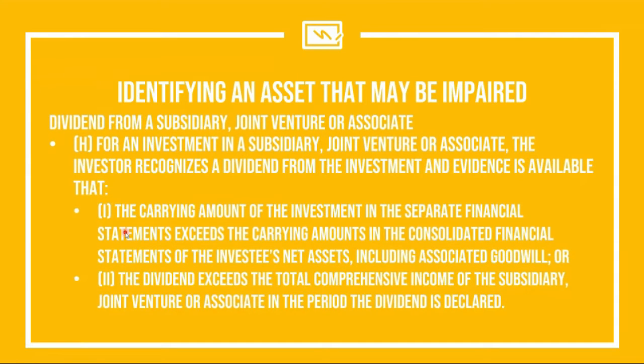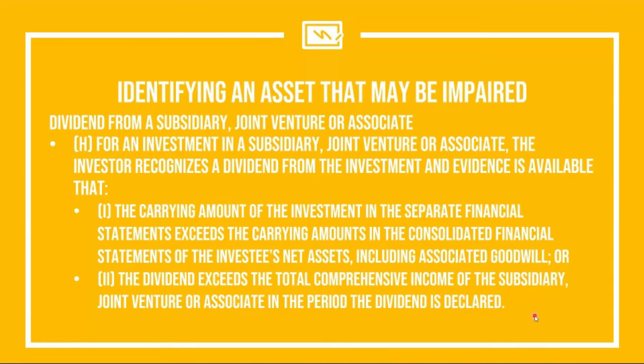Okay, so in the case of dividends for investment in subsidiary, joint venture, or associate, the investor recognizes a dividend from the investment, and the evidence that we have available indicates that the carrying amount of the investment in the separate financial statements exceeds the carrying amount that is provided in the consolidated financial statements of the investee's net assets including associated goodwill, or the dividend exceeds the total comprehensive income of the subsidiary, joint venture, or associate in the period the dividend is declared.